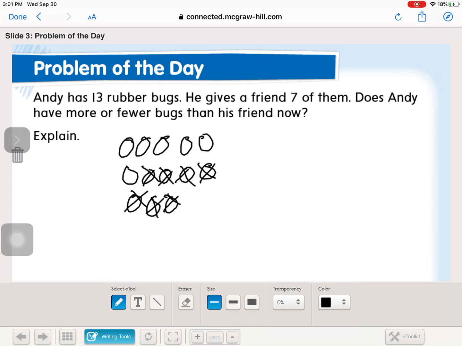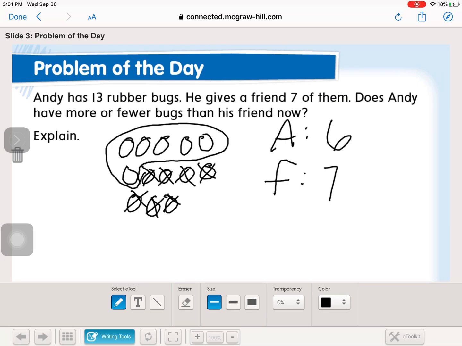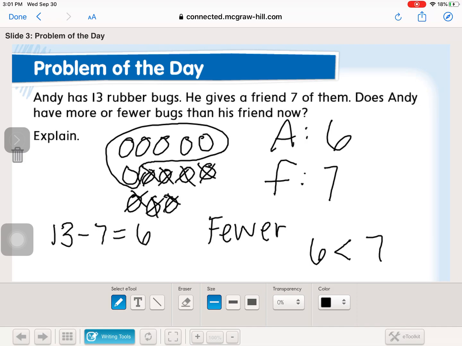Does Andy have more or fewer bugs than his friend? So his friend has 7, and Andy has how many left over? 6. So Andy has fewer, right? Because we know that 6 is less than 7. We could also write this out as an equation, which would look like 13 minus 7 equals 6, or 7 plus what equals 13. And we could figure out, count up to find 6.